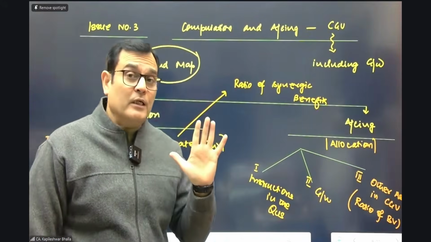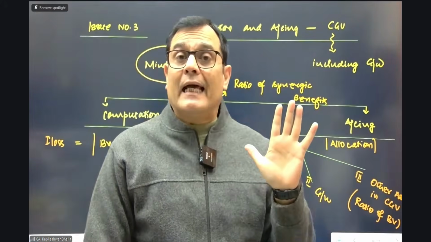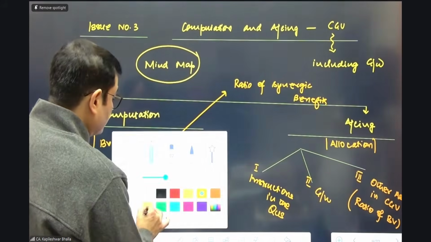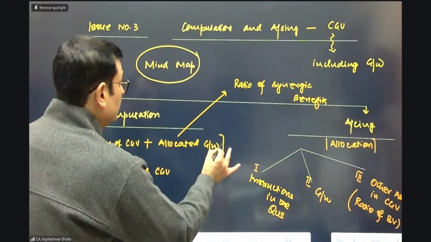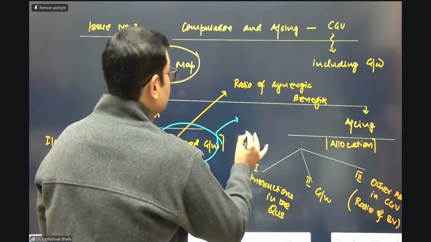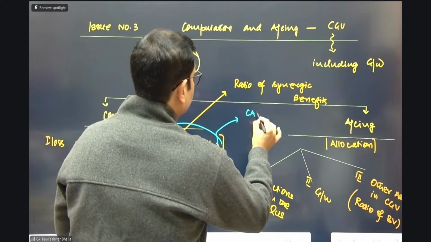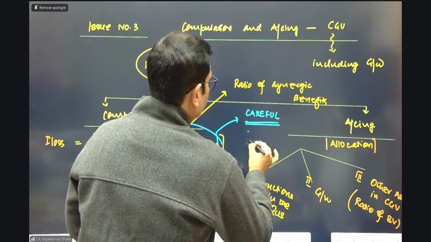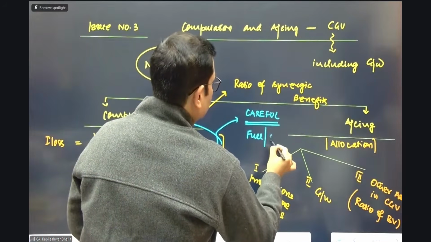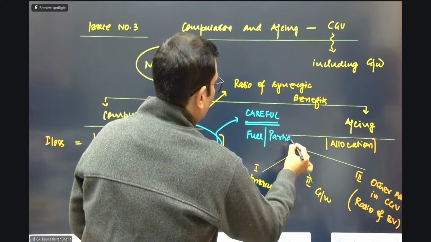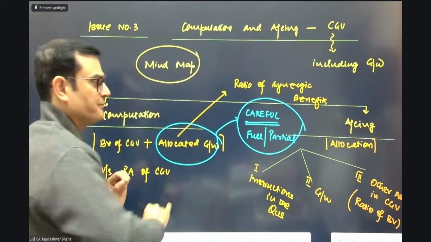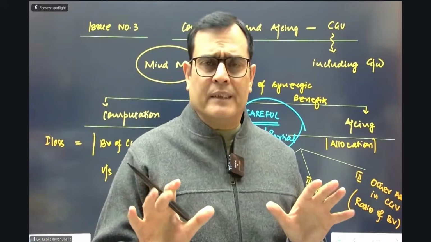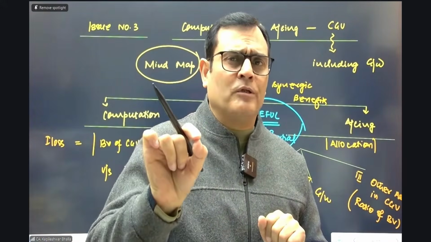Now, let me remind you at this stage, when you are considering the allocated goodwill, we need to be careful whether it is supposed to be a full goodwill or a partial goodwill. We'll discuss this in detail very shortly. Right now, let's not complicate this. Let's only look at the normal treatment.